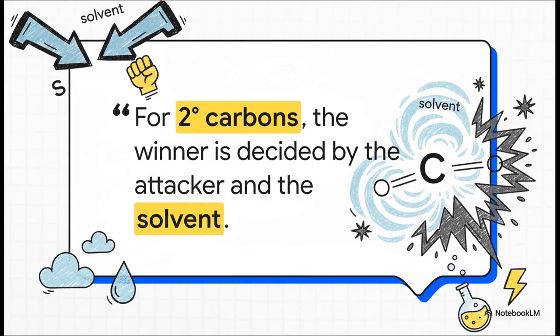But what about secondary carbons? They're the battleground state, right smack in the middle. They could really go either way. And for these, the winner is decided by two other critical factors: the battlefield itself, that's the solvent, and the strength of the attacker, the nucleophile.